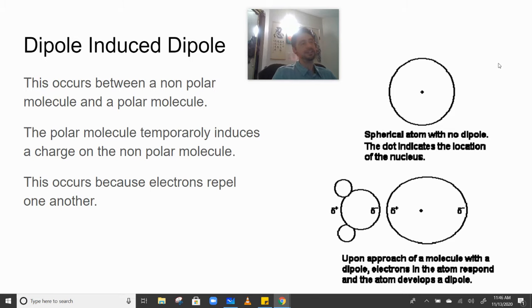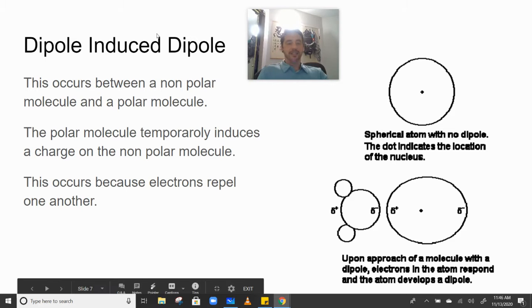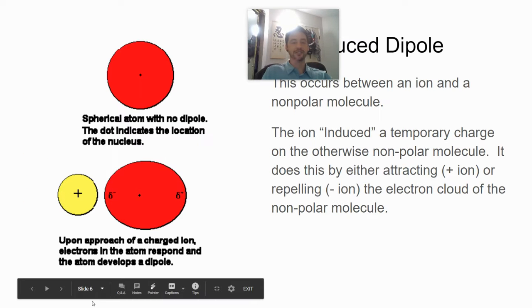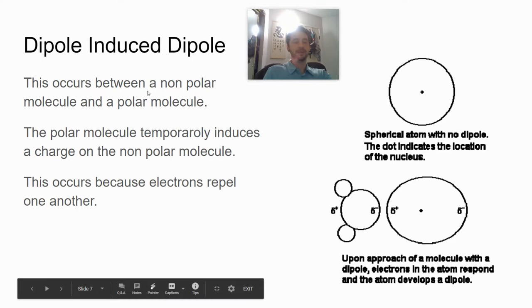There's going to be a little bit of a trend here, right? Now it's all going to be induced. It's not usually having a dipole, and then something makes it have a dipole. So we have dipole-induced dipole, like we had the ion-induced dipole.